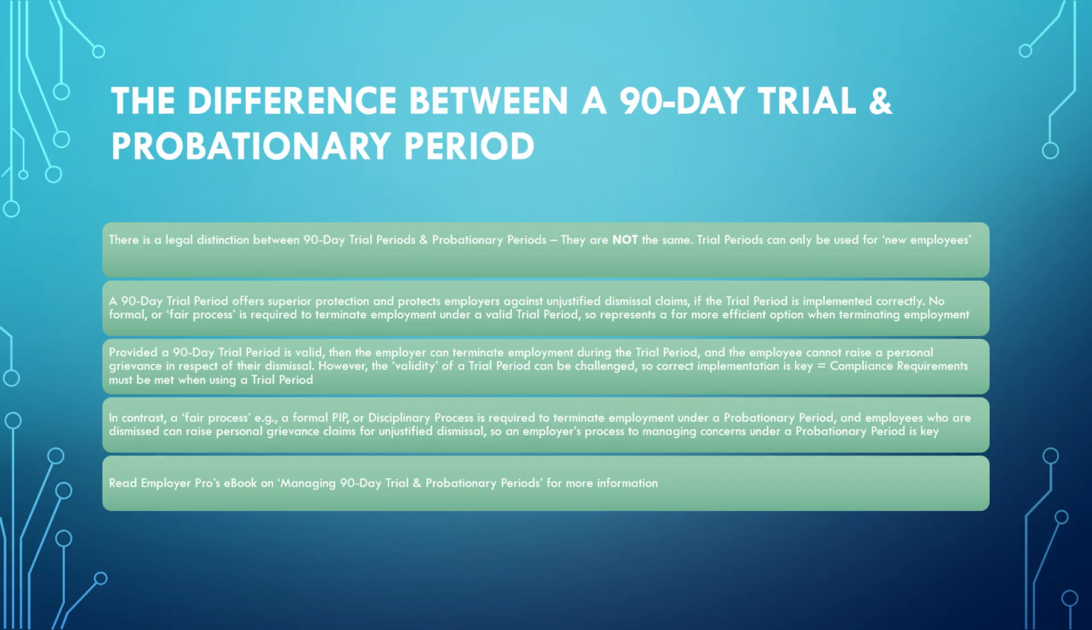This translates to mean that an employer's process in terms of managing concerns under a probationary period is key. The employer must have a sound and solid process before it issues a decision to terminate employment under the pretext or operation of a probationary period. Read Employer Pro's comprehensive ebook on managing 90-day trial and probationary periods for more information.